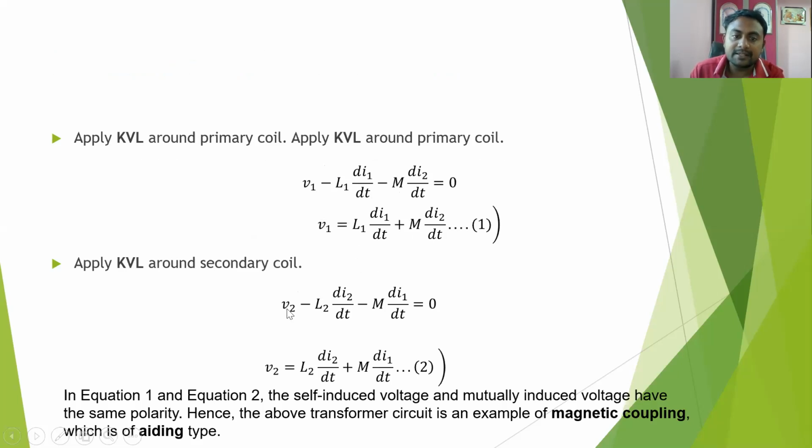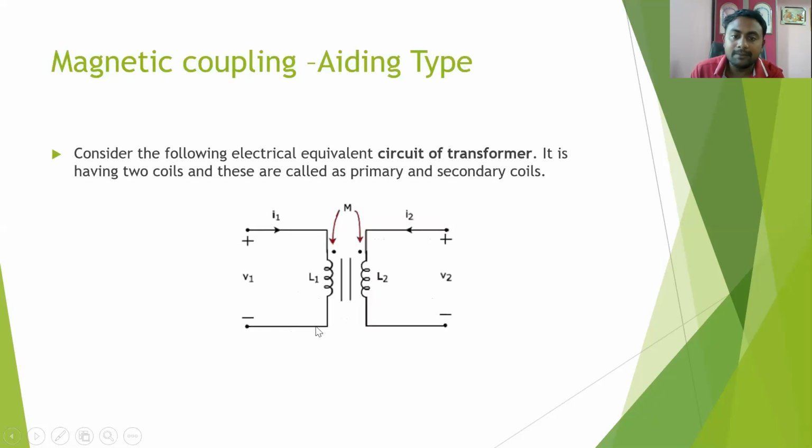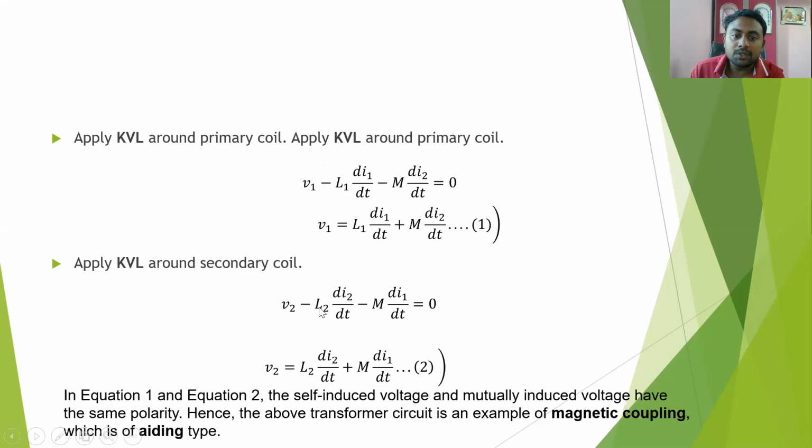The second case, V2. Both L1 and M have the same polarity. In the second equation, in the second coil, the current I2 is flowing. So minus L2 di2 by dt. By the current flowing, the induced EMF in this one is minus L2 di2 by dt minus M di1 by dt. Hope you understood. I represent this as equation 2.